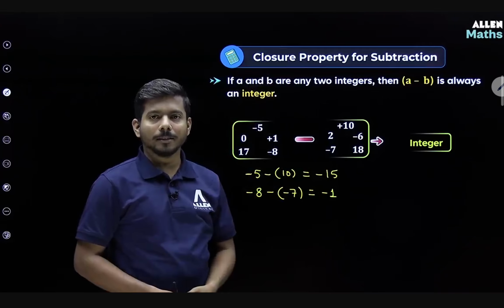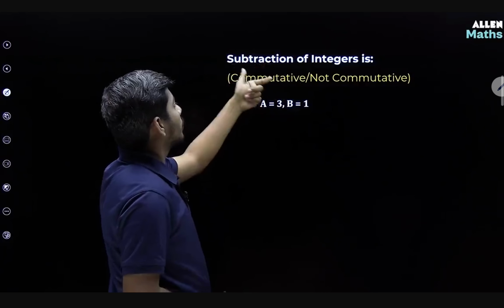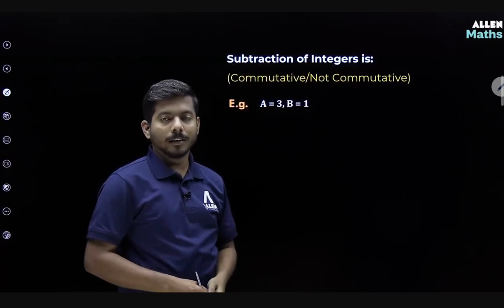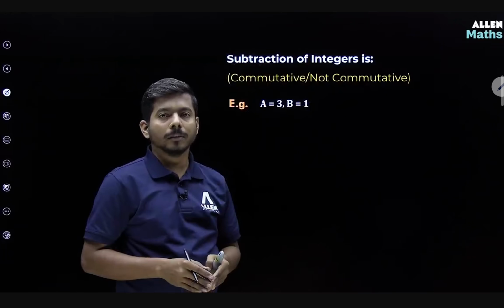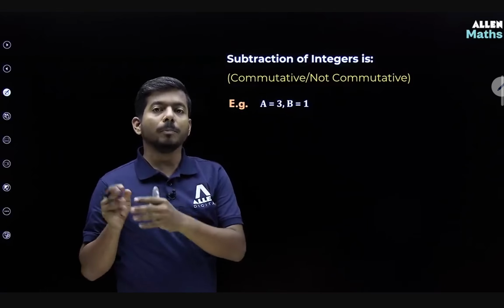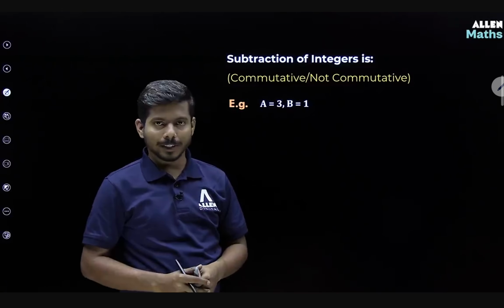Now let's have the next property. We have to check whether subtraction of integers is commutative or not. Commutative means if we change the order, let's say if we subtract a minus b and then b minus a, are we getting the same answer? That we have to check.